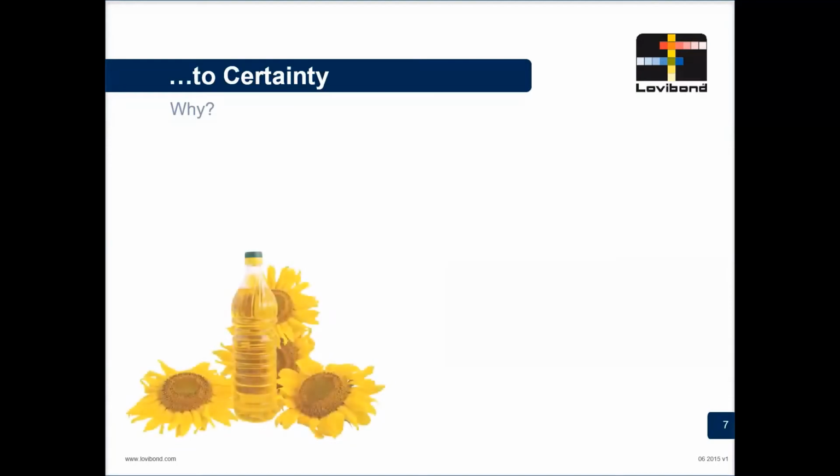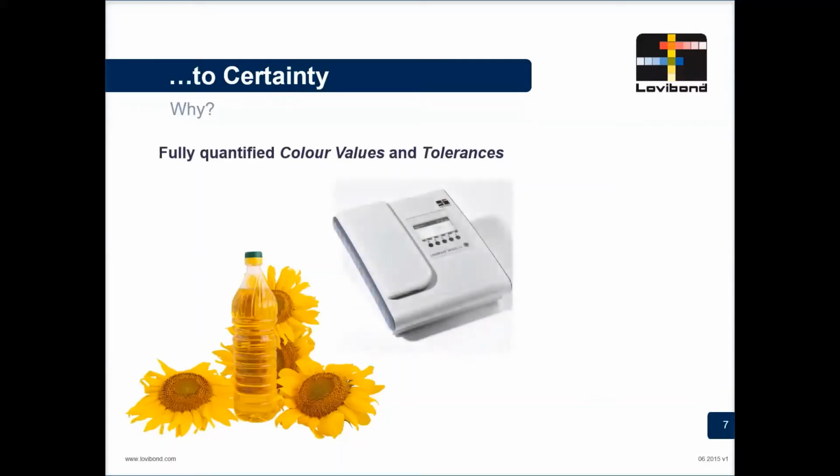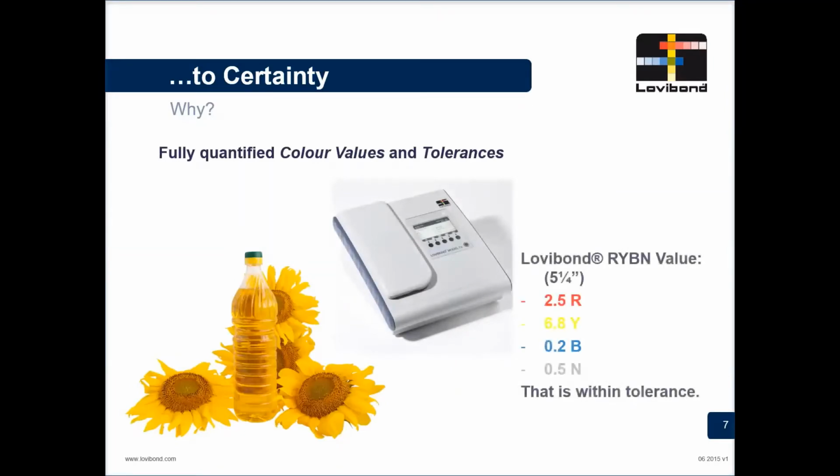So if we have our measurement instrumentation, we can make fully quantified colour values. We can put some tolerances to it. We can measure it. I can get some numbers out. And then I can look and check those numbers and say, these numbers are within the tolerance or my specification or my customer's expectation of the product.